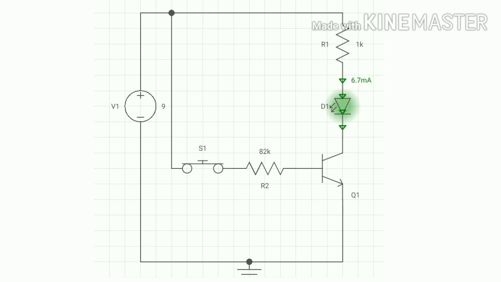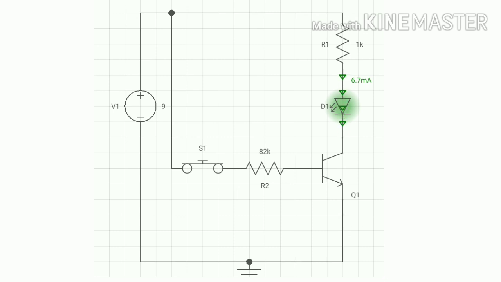Okay, so always remember the components. What are the components used for glowing the LED? So we are using two resistors, R1 and R2. R1 is 1 kilo ohm, and here we are using 82 kilo ohm for getting 0.1 milliampere.